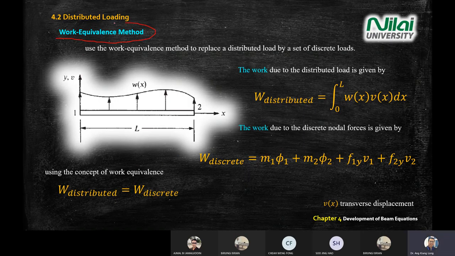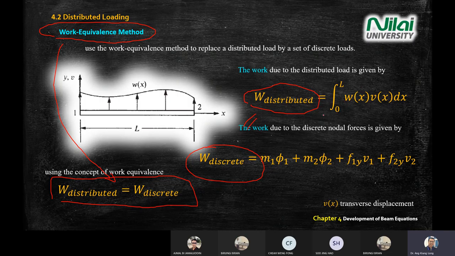When you develop an equation using the work equivalent method, what does it mean? It means you take this one equal to the work discrete due to nodal forces. Okay, so this is the general equation when you develop the equation. So by looking at this one, I think you can expect the next slides will show you this one equal to this one. Okay.